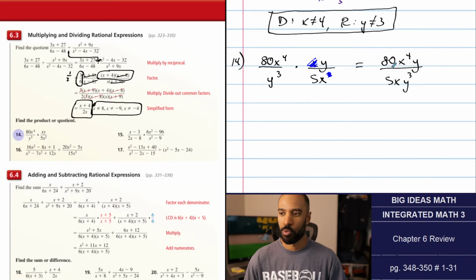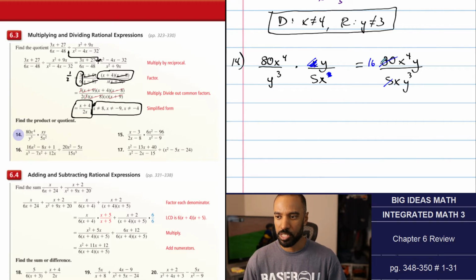So that means there's still more to do. And by the way, 80 is dividing by 5. So 80 divided by 5 is 16. That goes up top. We remove the x down here to remove an x up here. We're still left with 3 of them. And we remove the y up here to remove a y down here. We're still left with 2 of them. So our final result simplified will be 16x cubed over y squared.